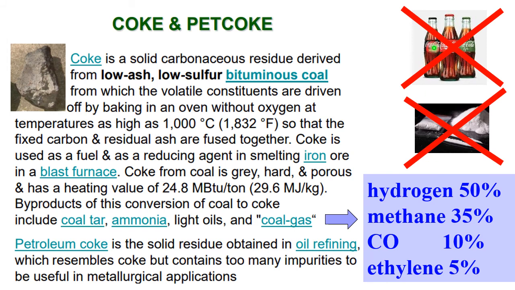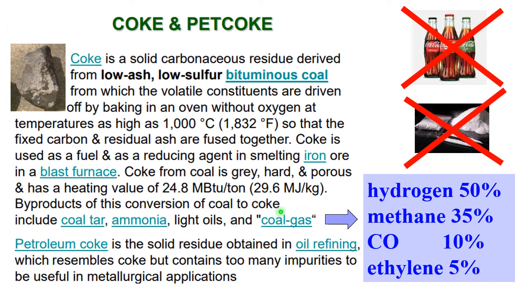Coke. Now, coke is not this and it's not this. It's a solid residue derived from low ash, low sulfur bituminous coal, from which volatile constituents are driven off by baking in an oven without oxygen at temperatures around 1000 degrees Celsius. So hydrogen-containing species are washed out. Coke is used as fuel and as a reducing agent in smelting iron ore in a blast furnace. Coke from coal is gray, hard, and porous, and has a very high heating value.